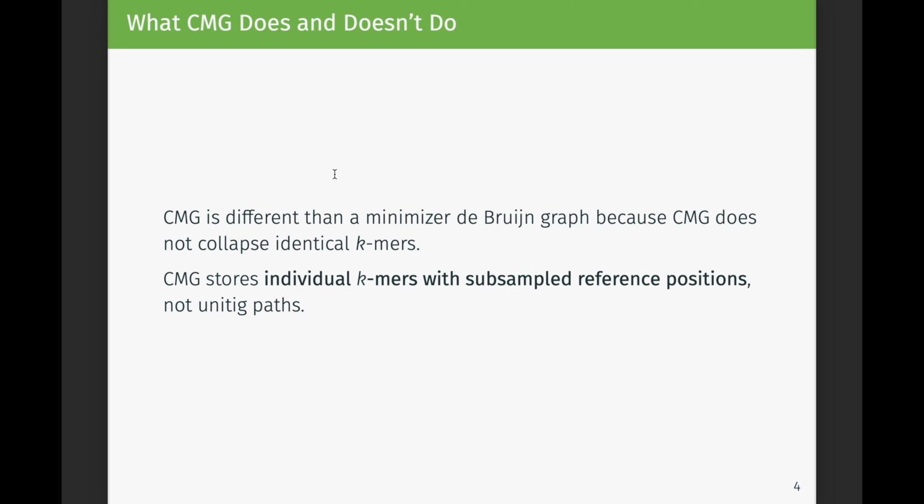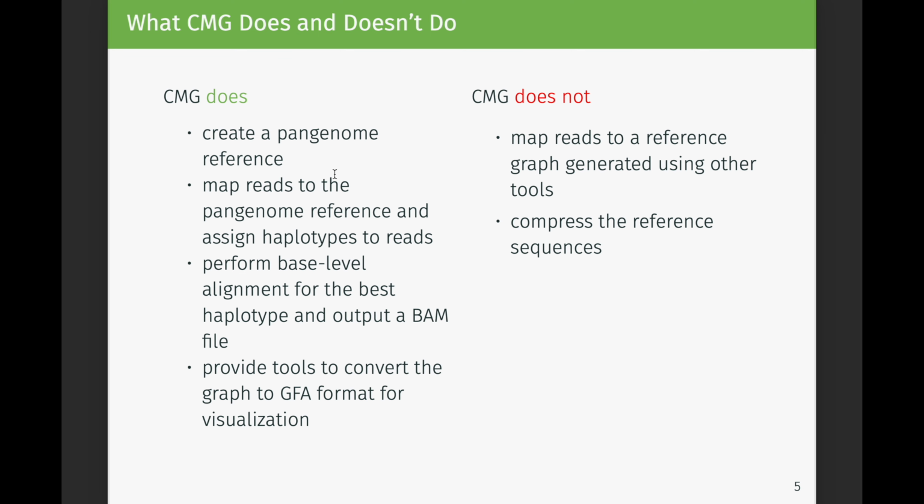I just want to briefly talk about what CMG is and isn't, and what it does and doesn't do. CMG is different from a minimizer de Bruijn graph because it does not collapse identical k-mers. It stores individual k-mers with subsampled reference positions instead of unitigs. So in that sense, it's different from some other graph genome tools, say MiniGraph.